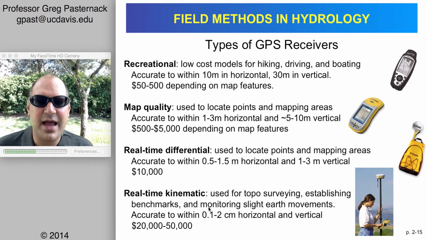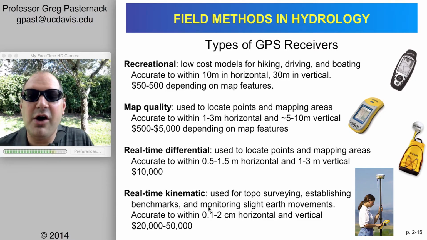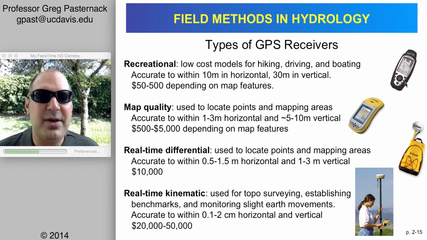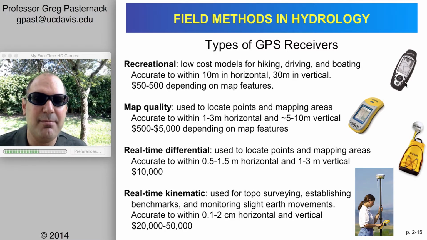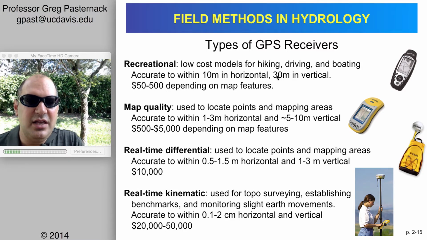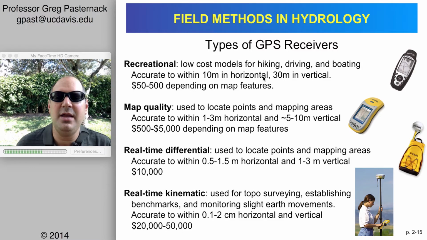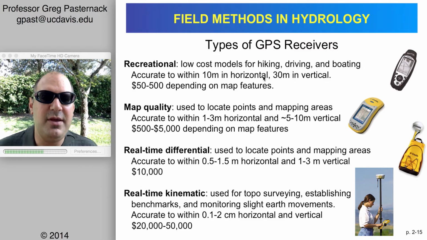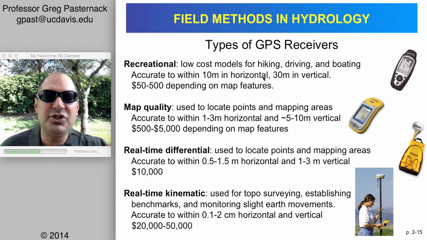Okay, so some of the different types of GPS receivers. Of course, your cell phone may have it, but a very low cost, built into cars, or these typical recreational mapping grade units are for hiking, boating. They claim to be accurate to within 1 meter. They're typically accurate to within 10 meters in the horizontal, 30 meters in the vertical, but they use software to say, hey, I have to be on a road.